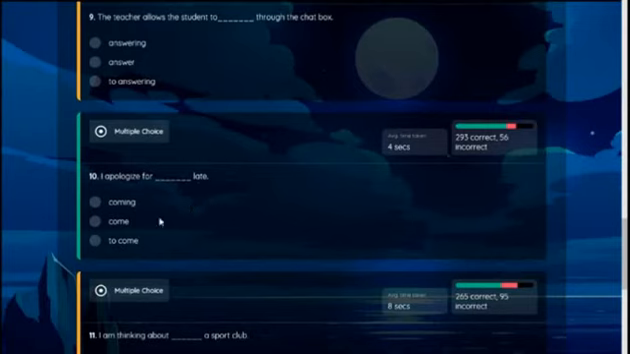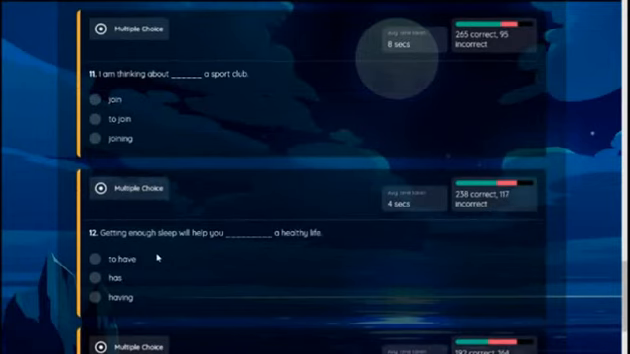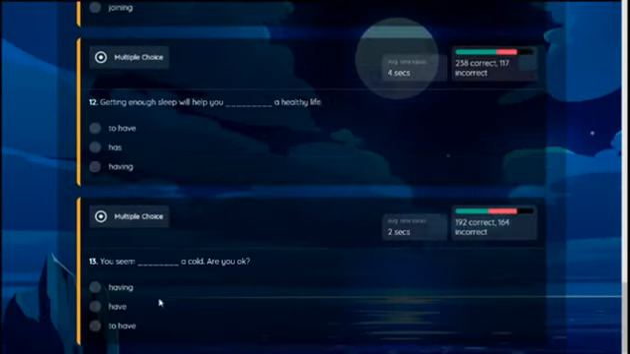I apologize for coming late. I think this is a repeated question. I'm thinking about joining a sport club. So the last option, joining, ing form. Getting enough sleep will help you to have a healthy life. So the first option. You seem to, so seem is followed by infinitive to. So you seem to have a cold. Are you okay? So it should be infinitive to.